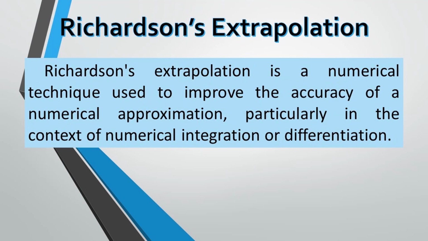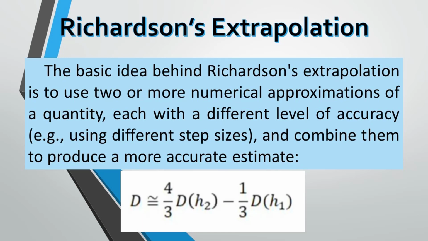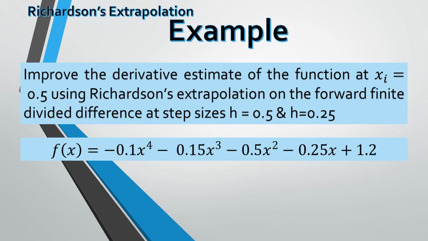Let's move to our final topic. Richardson's extrapolation is a numerical method technique used to improve the accuracy of a numerical approximation, particularly in the context of numerical integration or differentiation. The basic idea behind Richardson's extrapolation is to use two or more numerical approximations of a quantity, each with a different level of accuracy, that is, using different step sizes, and combine them to produce a more accurate estimate. The formula is given as D is equal to 4/3 of D of h2 minus 1/3 D of h1.